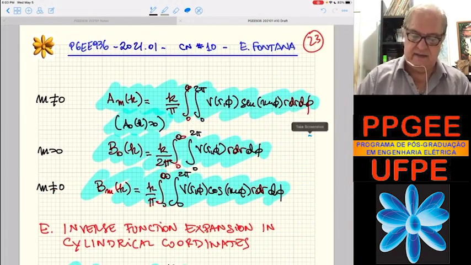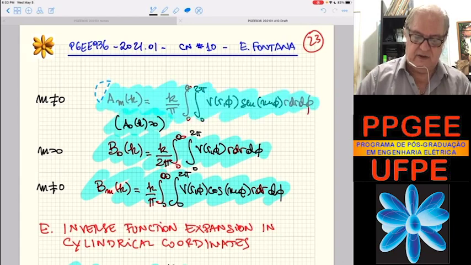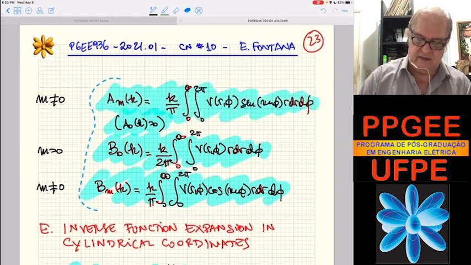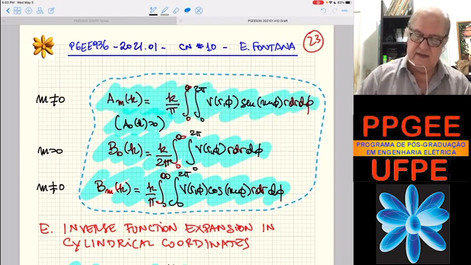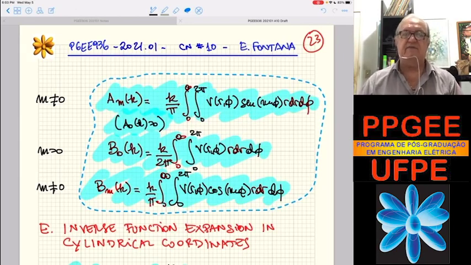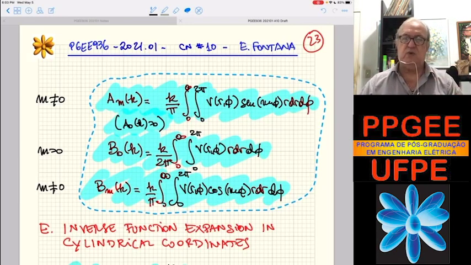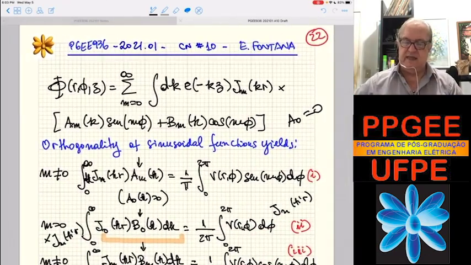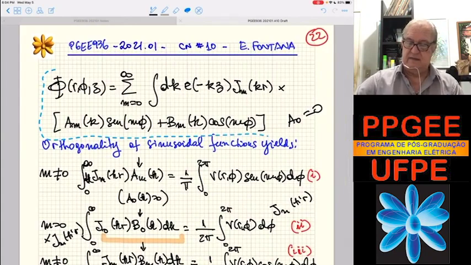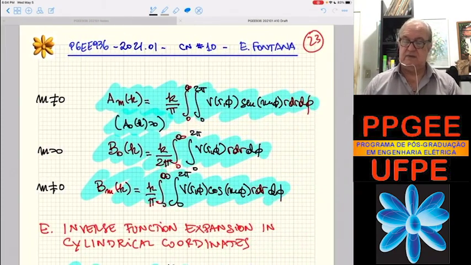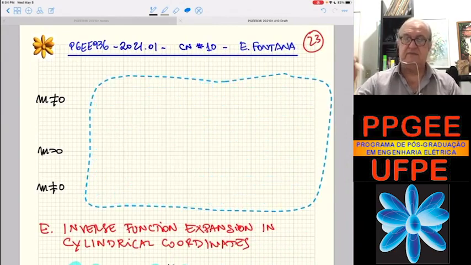So we find then how to determine the coefficients. So now we have this problem: given the potential at z equals 0, the solution for any z larger than 0 is something like this, with these coefficients calculated from those integrals. Solved, right?